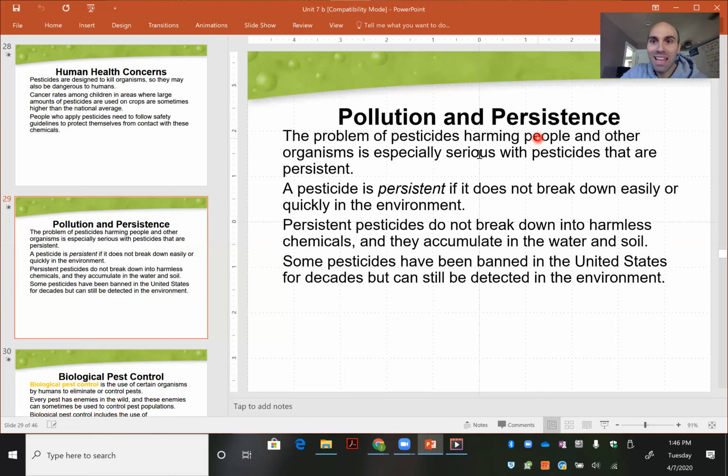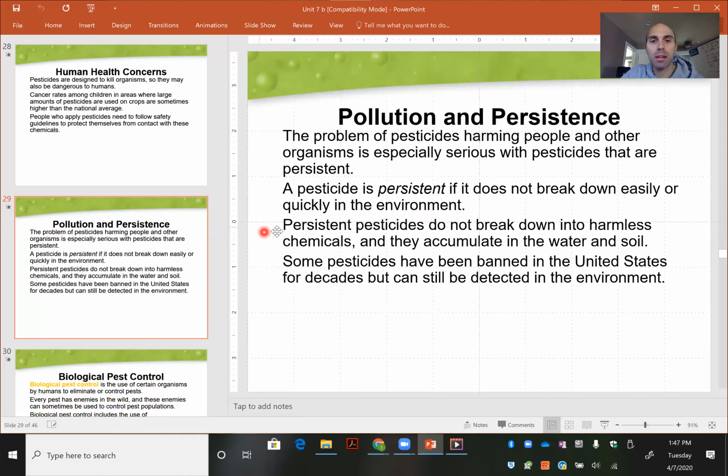So the problem with pesticides harming people and other organisms is especially serious with pesticides that are persistent. A pesticide is persistent, meaning it lasts, if it does not break down easily or quickly in the environment. Persistent pesticides do not break down into harmless chemicals, okay, and they can accumulate in water and soil. Some pesticides have been banned in the United States, but even though they were banned, they are still detected in the environment.